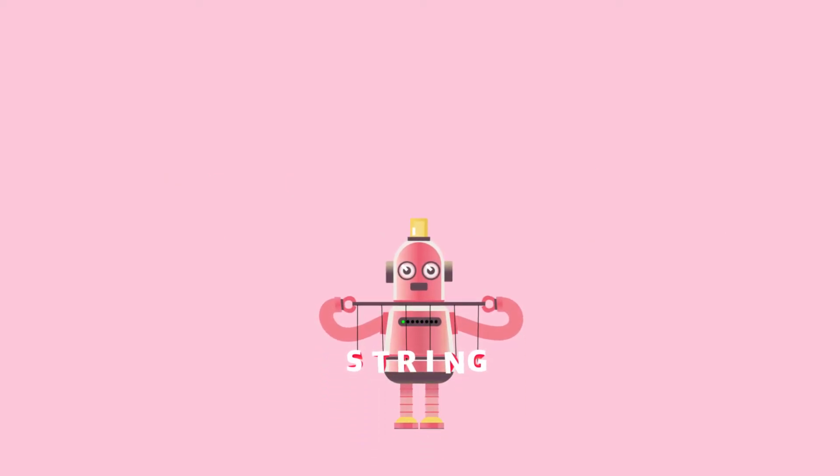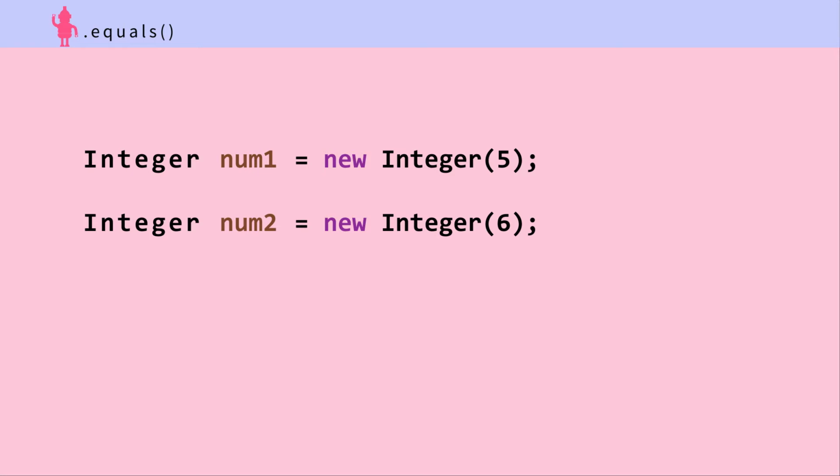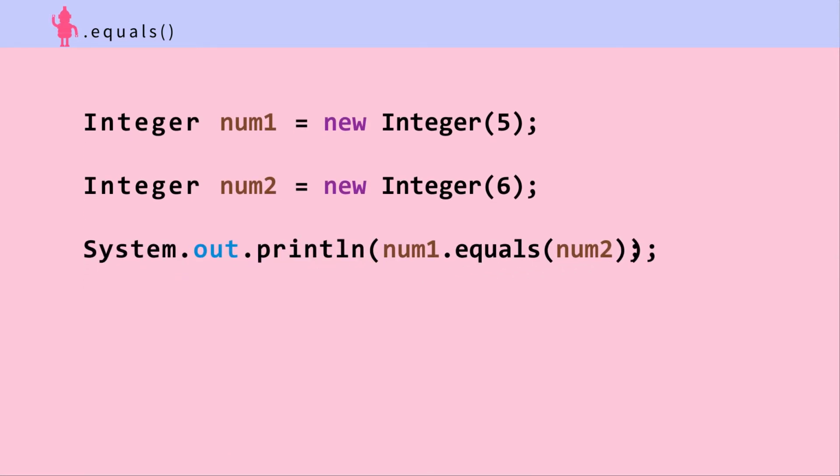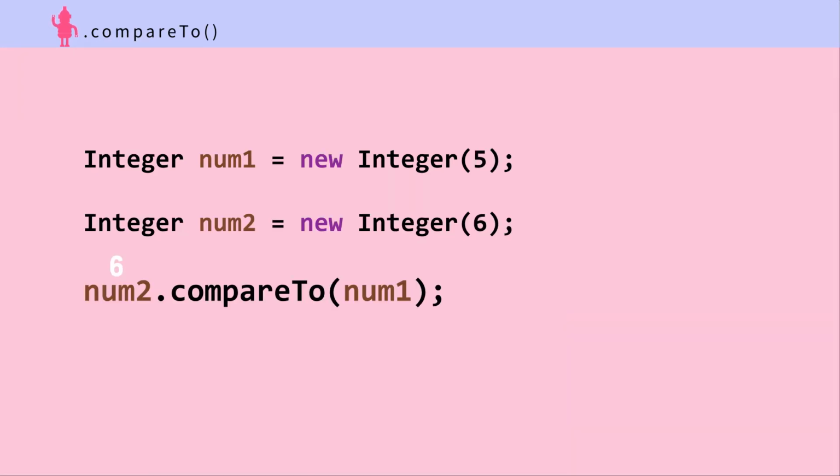Just like the String class, the Integer and Double class can compare objects using compareTo and equals methods. Use equals method to compare num1 and num2 like this. Guess the result. The result is false. Num2, which is 6, compared to num1, which is 5, returns a positive integer.